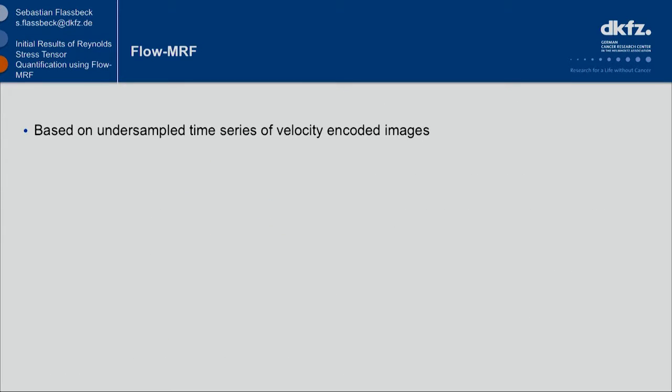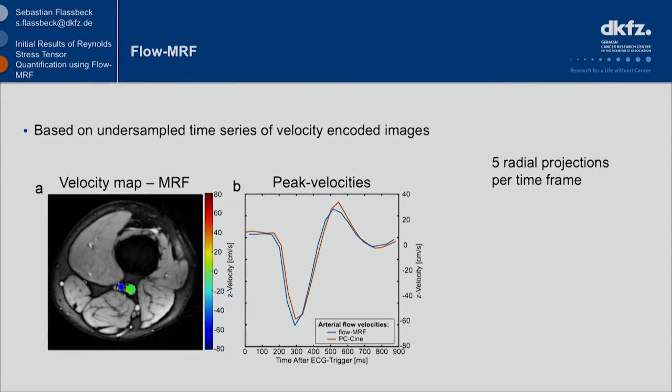The whole quantification is based on an undersampled time series. In this work, we used 5 projections. There should be an animation here. Maybe it comes in a second. No, it doesn't. There's a GIF which usually shows you an undersampled time series. But in this time series, for each pixel, the signal evolution over time tells you what the velocity and relaxation times are. But in this work, I'll only focus on the velocity quantification.